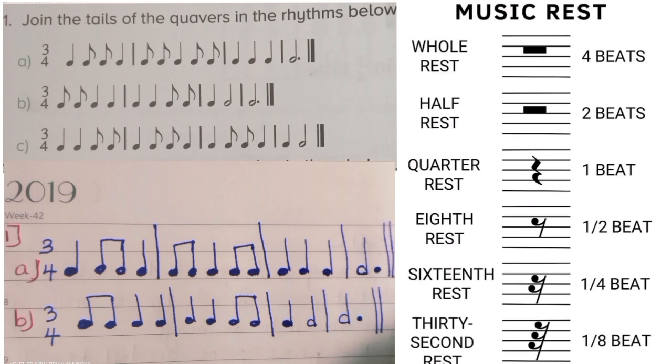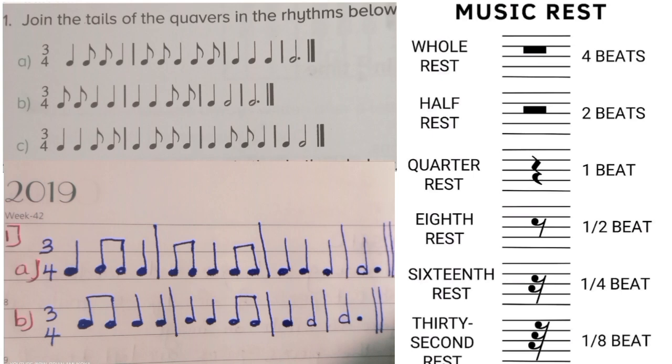Part B, we have two quivers in the first bar, or the first measure, two quivers, then a crochet beat. So there we have been told to join the tails. So we are going to join the tails of the two quivers to form a crochet, so that we can come up with the three beats of a crochet in the first bar.